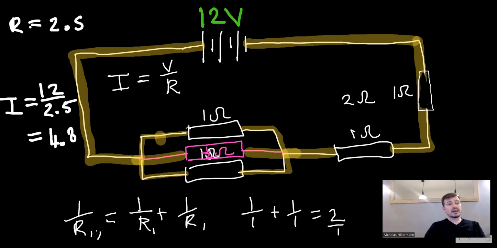So now that I've got my current, what happens? Well, this current here would be 2.4 because it splits. And this current here would be 4.8, and 4.8. But notice now, if I worked out my voltage, my V is equal to I times R.